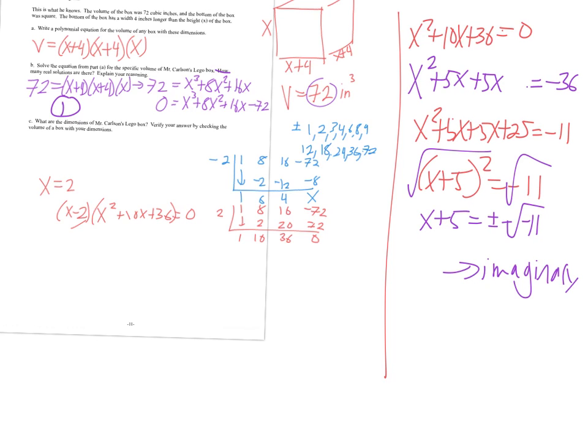What are the dimensions of Mr. Carlson's Lego box? Well, if x equals 2, that's my height. That means that x plus 4 is equal to 6. And if I do 2 times 6, I get 72. Hey, that worked.